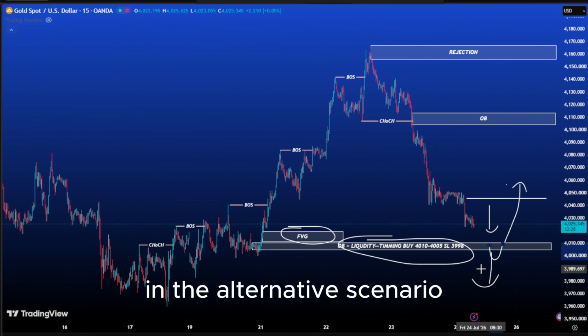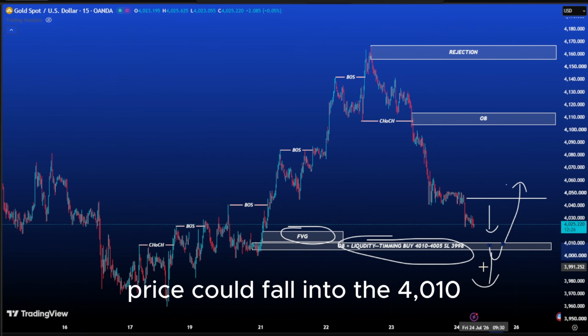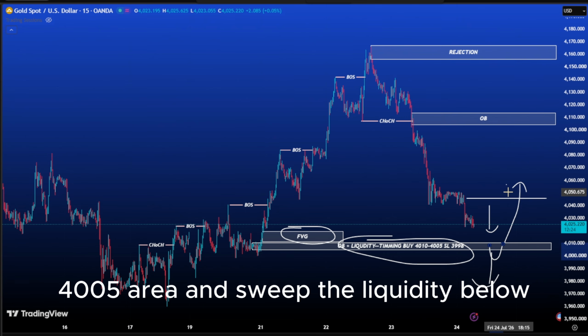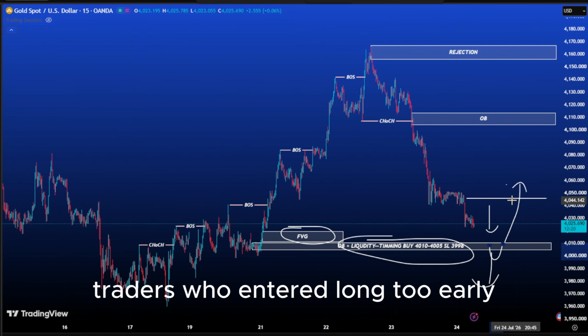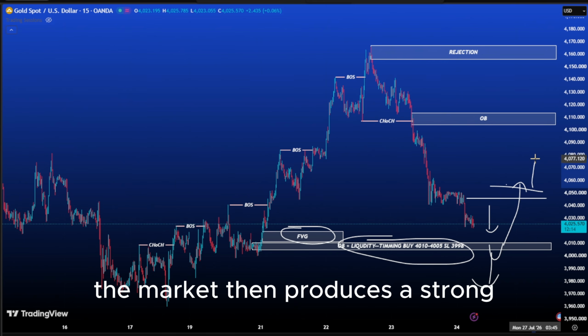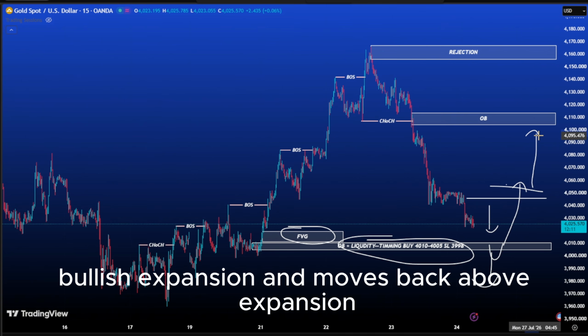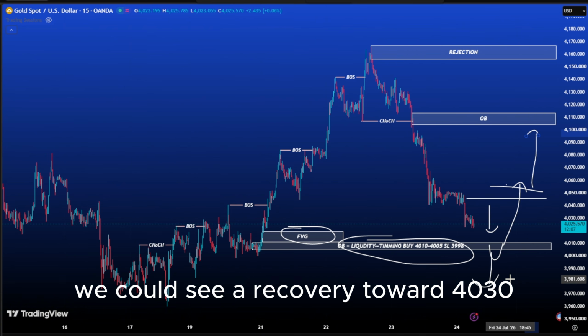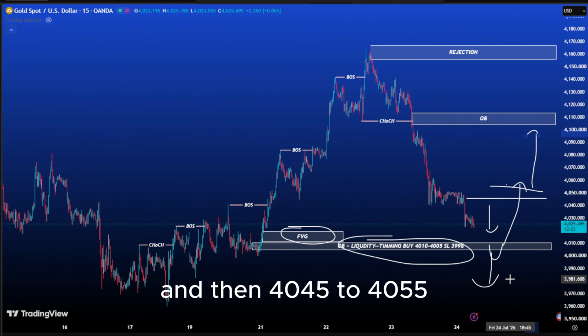In the alternative scenario, price could fall into the 4,002 to 4,005 area and sweep the liquidity below traders who entered long too early. After that liquidity sweep, price would need to reclaim the 4,010 level quickly. If the market then produces a strong bullish expansion and moves back above 4,020, we could see a recovery toward 4,030 and then 4,045 to 4,055.